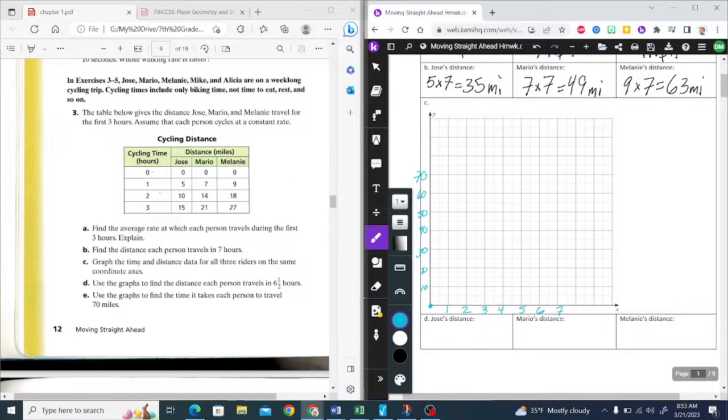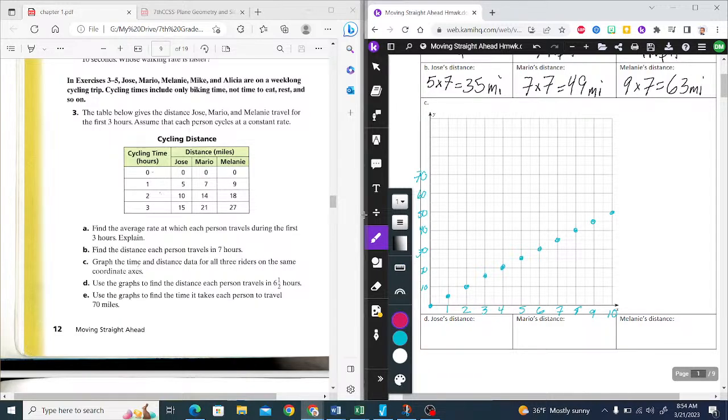Because I'm going to be asked a question about use graphs to find the time it takes each person to travel 70 miles. So I want to just stop and see some of those things. All right. So 1 and 5, 2 and 10, 3 and 15, there we go, just going up 5 each time for Jose. And you know what, 8, 9, 10, might as well do this because I know what's going to happen later on with this part of the problem. So there we go with Jose's graph, and then let's do Mario's graph.